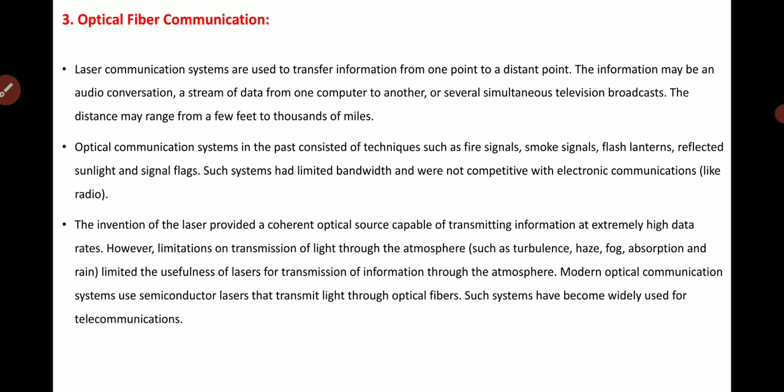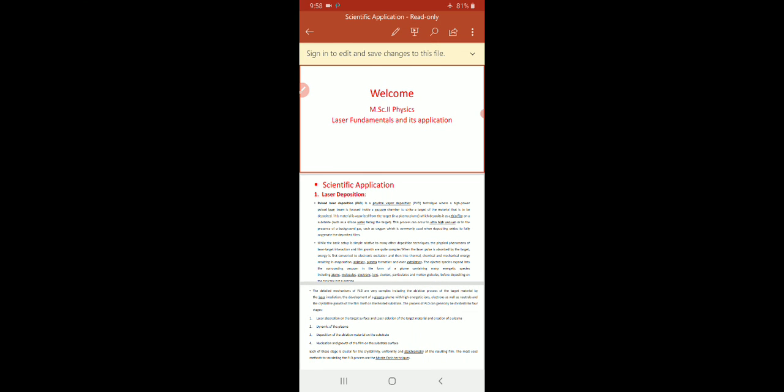Modern optical communication systems use semiconductor lasers to transmit light through optical fiber. Such systems have become widely used for telecommunication. Okay, this completes module number 4 and the course laser fundamentals and its applications.